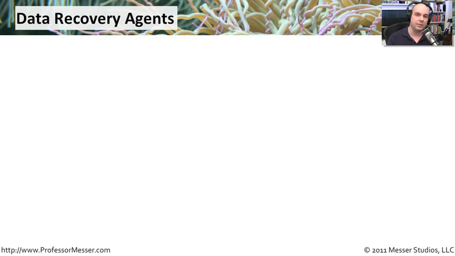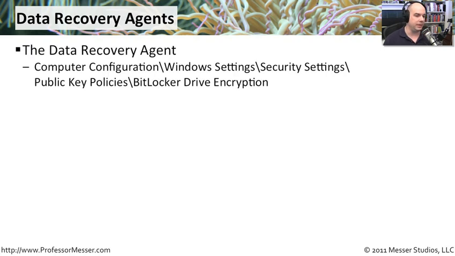Well, the way you do it is through something called a data recovery agent. This is something built into part of the way that the BitLocker drive encryption works, and we configure it through group policies. This is the group policy area. We'll go into computer configuration, Windows settings, security settings, public key policies, and BitLocker drive encryption, and we add a data recovery agent to that.